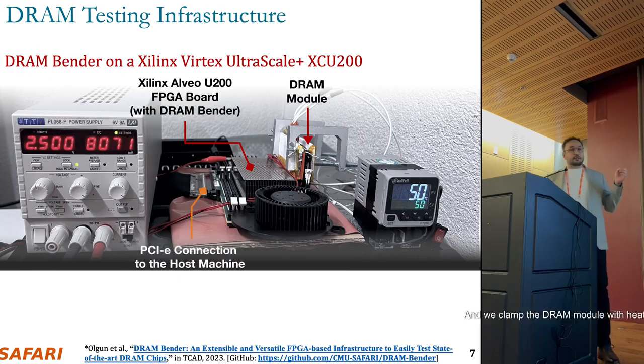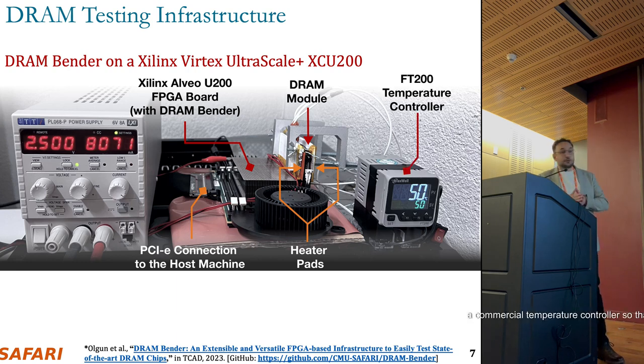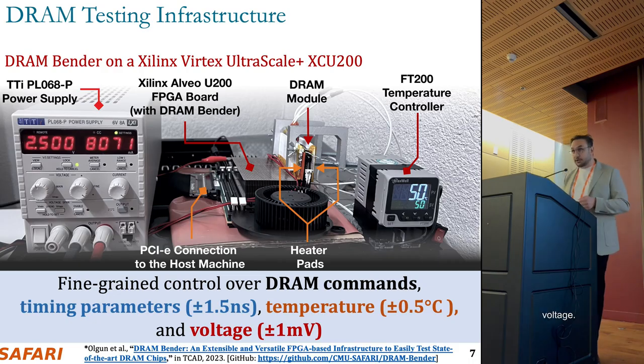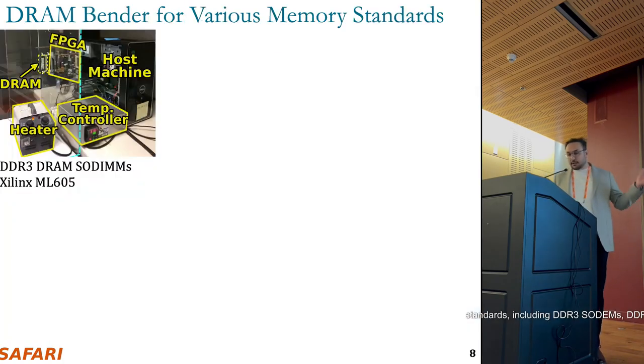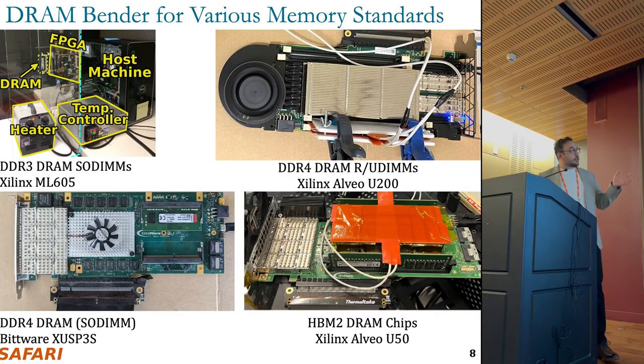We clamp the DRAM module with heater pads from both sides that are controlled with a commercial temperature controller so that we can control the temperature on the chips. And we have a power supply on the side that allows us to play with the voltage on certain power rails. So this infrastructure gives us fine-grained control over DRAM commands, timing parameters, temperature, and voltage. We built this infrastructure for different DRAM standards, including DDR3 SODIMMs, DDR4 RDIMMs, UDIMMs, DDR4 SODIMMs, and HBM2 DRAM chips. And we conduct similar experiments on all of them.